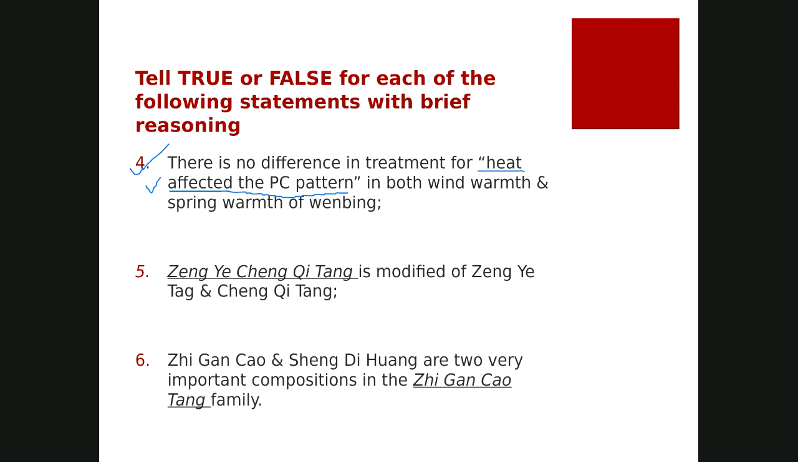Thank you. So now number 5, 针叶承气汤 is a modification of 针叶汤 and 承气汤. Oh, this is missing an N here, so there's a wrong spelling. There's a tang, T-A-N-G, here. I'm sorry. Okay, 针叶 means it adopts compositions from 针叶汤. 承气 here is basically from the 承气汤, and did not mention specifically the 承气汤 family.